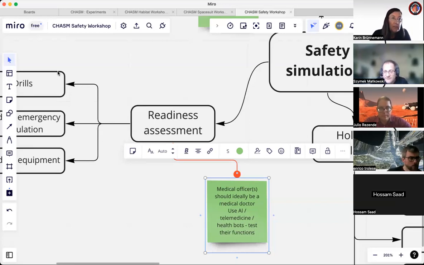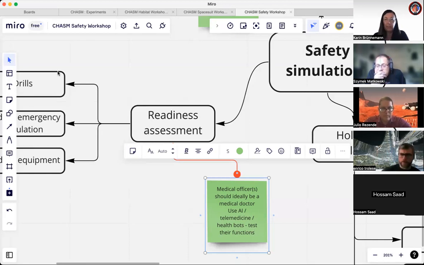And Kushi mentioned in the comment, for holistic simulations, we should also include a communication plan that outlines how information will be shared among team members, and also providing training on effective communication strategies. Absolutely.